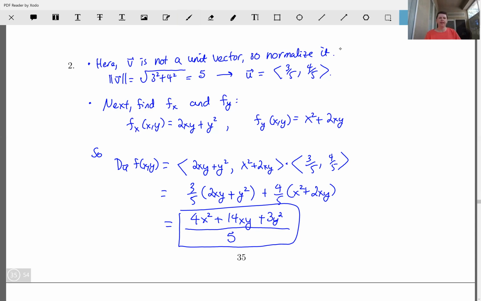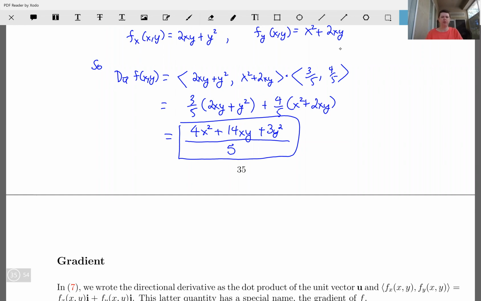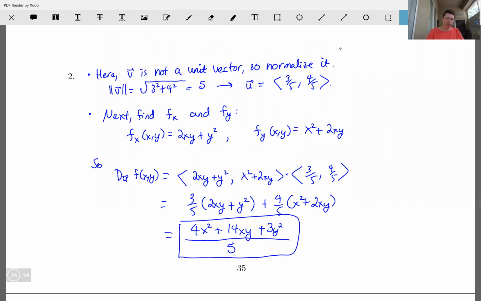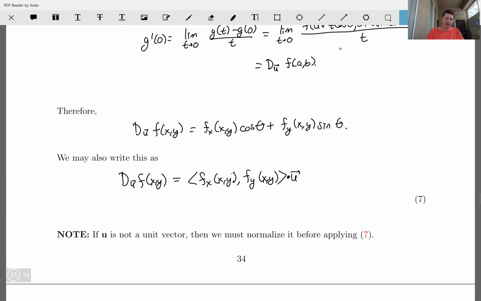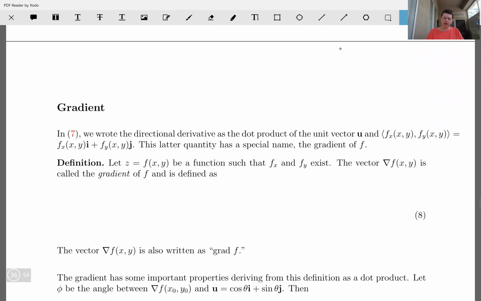So next video, we're going to talk about the gradient. As a promo, we've actually already defined the gradient. We just didn't call it the gradient. We wrote the directional derivative as the dot product of the vector formed from the partials of f with respect to x and y, and the unit vector u. And so that is the gradient. And we will do this next time I record.